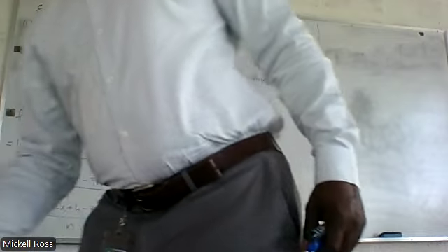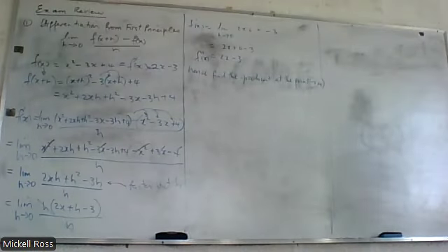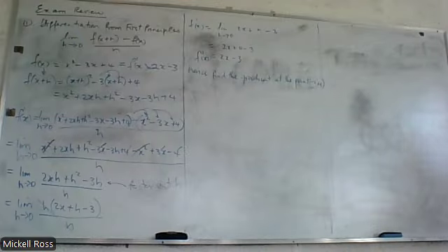So after you finish with that, it says hence find the gradient at the point negative 1, 4. All right.